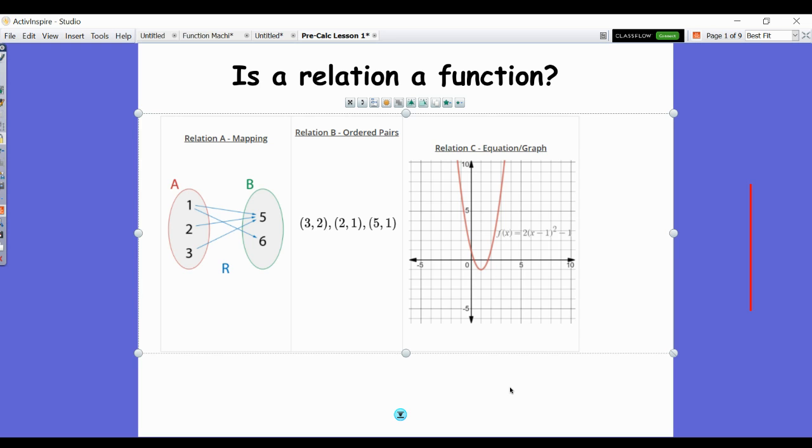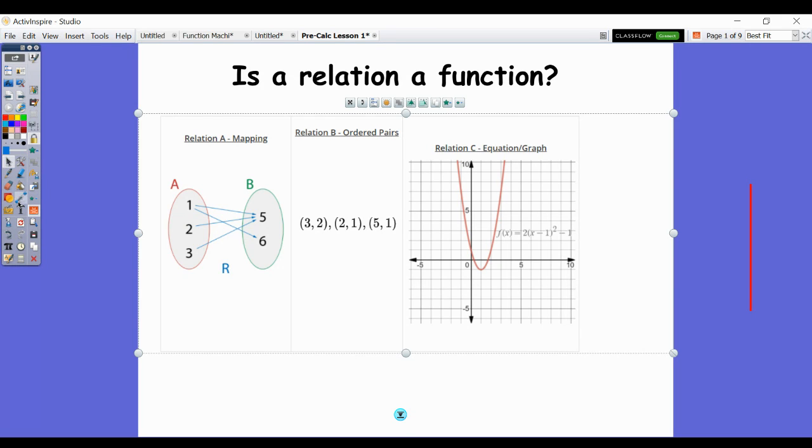Very first thing that we're going to talk about is determining if a relation is a function. We've got three different ways you can look at it. First way is a mapping. What we're really looking for is making sure that none of our x values are going to repeat.